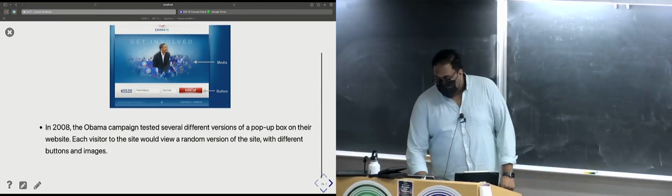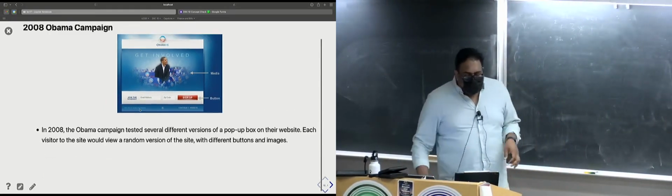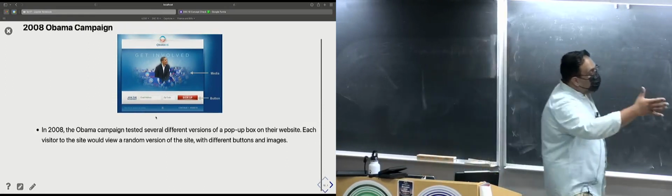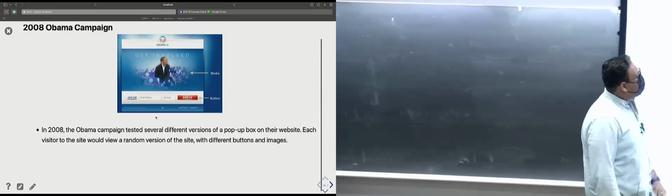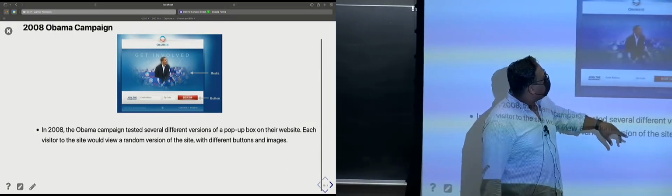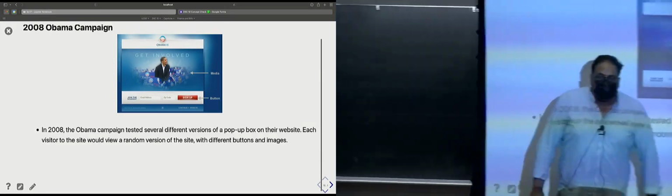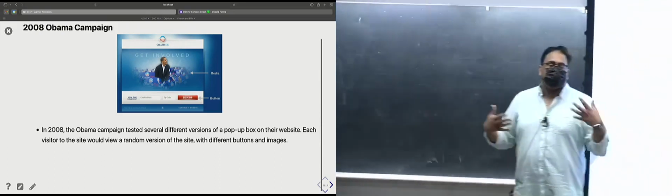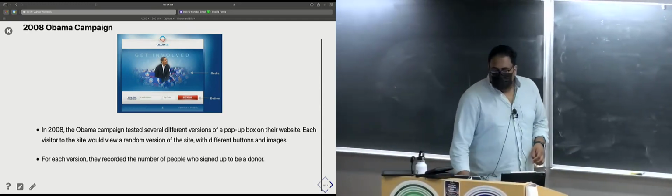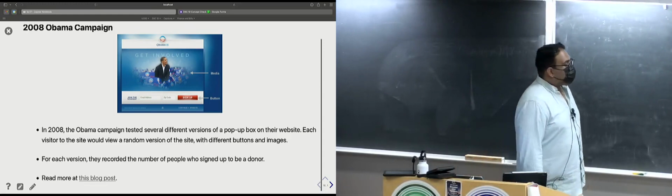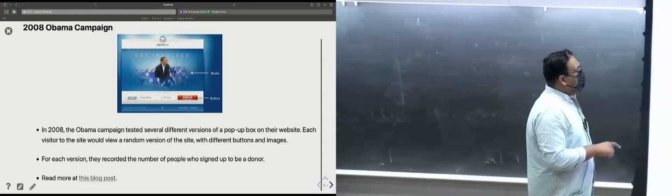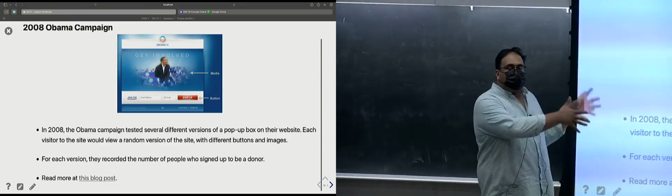Right? And so what they did was they gave each visitor to the site a slightly different combination of photo. So here is just a picture of Obama, but you'll see there are other pictures, and buttons. So this one says sign up, but you can imagine the button could say other things like join us or donate now, stuff like that. So they gave different visitors different sites, and they essentially kept track of the number of people who clicked the box, or clicked the button, based off of every combination of photo and button.